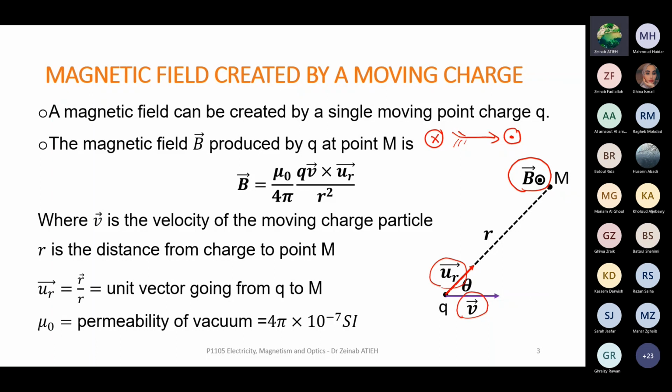So if it is coming toward us, we draw it as a dot, and if it is going into the page, we draw it as an X. Okay, always. Now, because the B vector is perpendicular to the V vector and the UR vector, and both the V vector and the UR vector lie in my plane, the B vector can only be drawn inward or outward, we can't draw it any other way. So this is most of our cases.